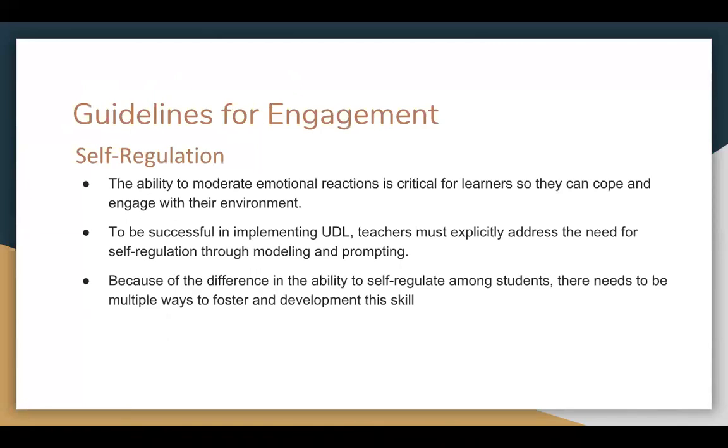The next guideline for the principle of engagement is self-regulation. This is something we talked about a little bit, but this is the ability to moderate emotional reactions. And it's critical for learners so they can cope and engage with their environment. To be successful in implementing the UDL, teachers must explicitly address the need for self-regulation through modeling and prompting. Because of the difference in ability to self-regulate among students, especially students with behavioral disabilities, there needs to be multiple ways to foster and develop this skill.